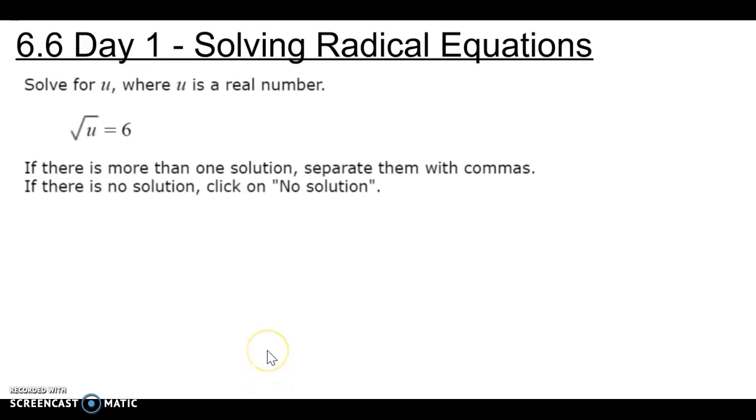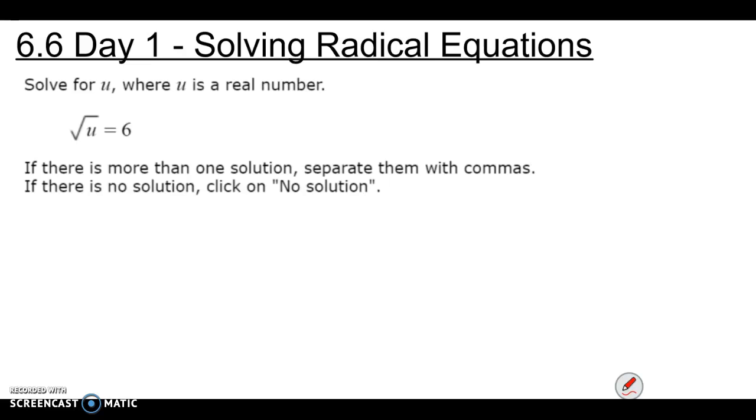Okay, hello students. Today we're looking at 6.6 day 1, solving radical equations. So we've seen a lot of work with simplifying these things. Now we're going to finally be putting it to use for solving for these missing variables. So really all we're looking at today is another step in the series of steps that you guys have been doing for a long time with solving equations.